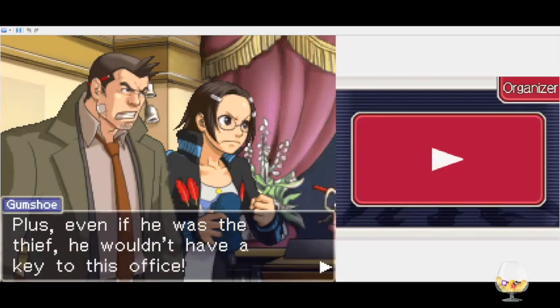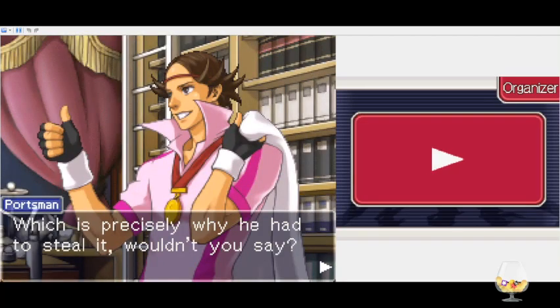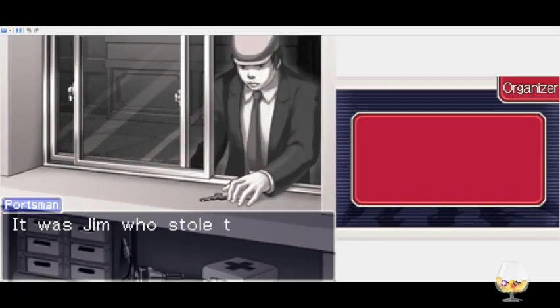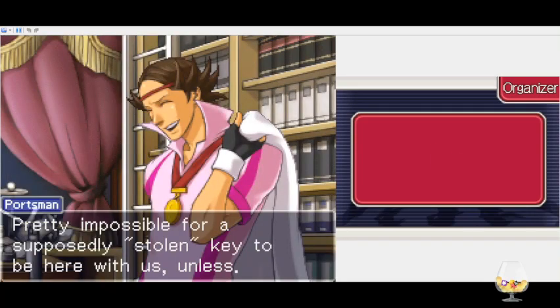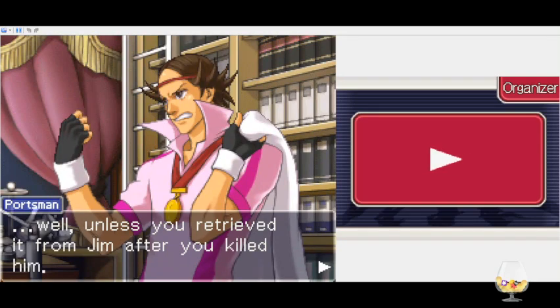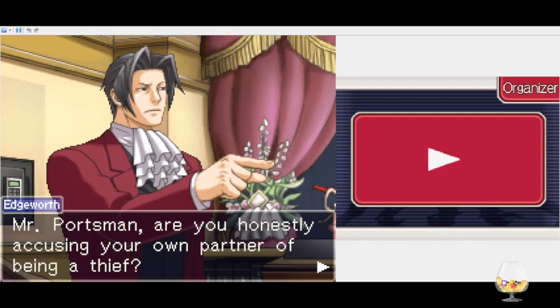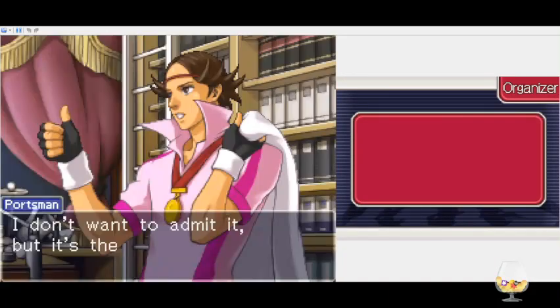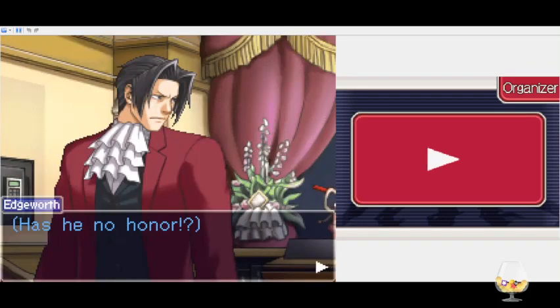Plus, even if he was the thief, he wouldn't have a key to this office. Which is precisely why he had to steal it, wouldn't you say? It was Jim who stole the master key. Pretty impossible for a supposedly stolen key to be here with us. Unless you retrieved it from Jim after you killed him. Mr. Portsman, are you honestly accusing your own partner of being a thief? I don't want to admit it, but it's the only way for everything else to make sense. Has he no honor?